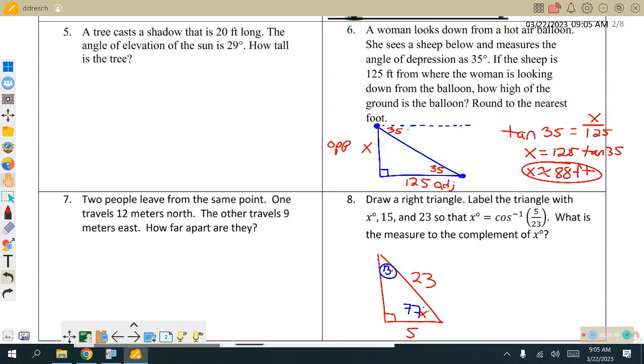Sketch it out. A tree casts a shadow that is 20 feet long. The angle of elevation of the sun is 29 degrees. How tall is the tree? Okay. So again, this all kind of boils down to just right triangles. As we talked about shadows in the last topic, shadows occur again along the ground, right? So that 20 feet is going to be along the ground. Shadows occur along the ground. How tall is the tree?